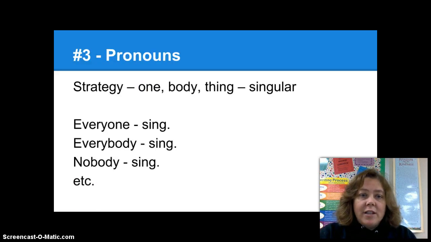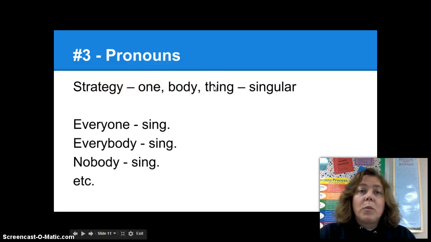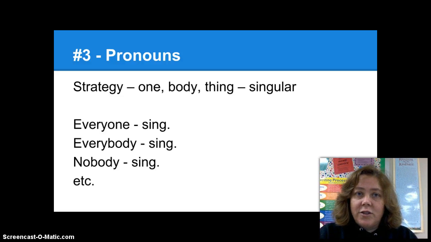Number 3 strategy is pronouns. And the deal is that one, body, and thing, no matter what words you put in front of them, are always singular. Even if it's everyone, that's singular. Everybody, that's singular. I know it sounds like a large group, but in English grammar, it is singular. Nobody is also an example of one that's singular.